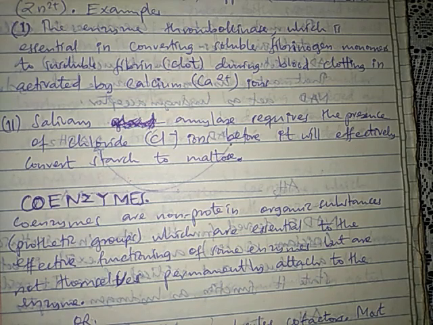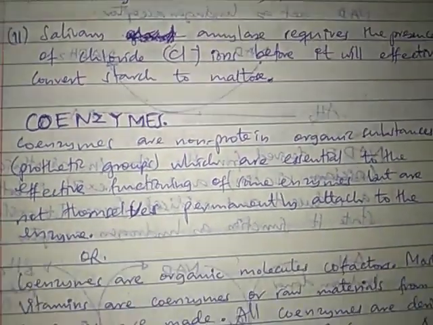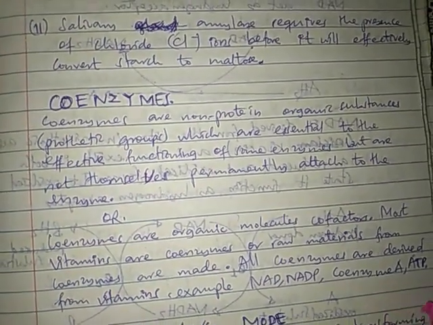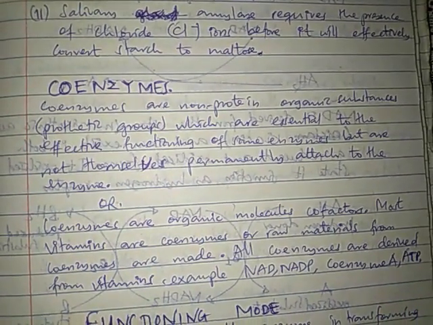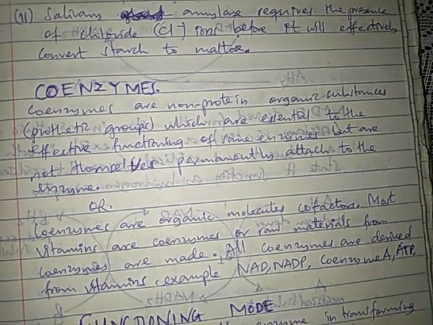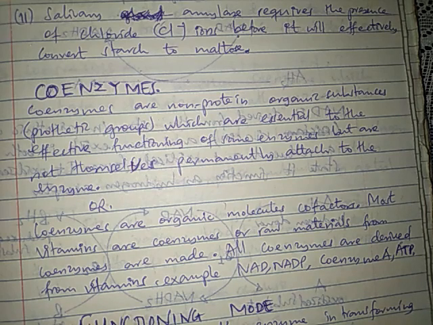Now let's jump to another type of cofactor, which is coenzymes. Coenzymes, they are non-protein organic substances or prosthetic groups which are essential to the effective functioning of some enzymes, but are not themselves permanently attached to the enzymes.